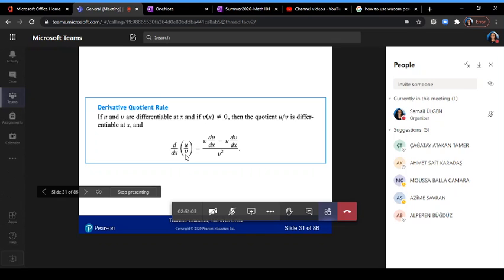So the derivative of the quotient of these two functions: we have here the numerator and the denominator. Take the derivative of the numerator, keep the denominator as it is, minus keep the numerator as it is, times the derivative of the denominator with respect to x, and then all over the square of the denominator. Okay, that's the rule for the derivative of the quotient.